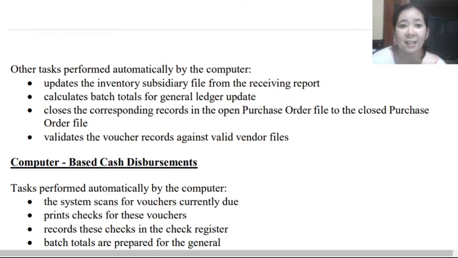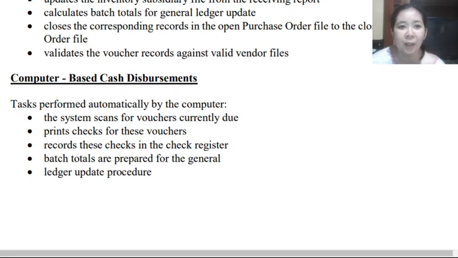Other tasks performed automatically by the computer include the following: updates in the inventory subsidiary file from the receiving report. The computer can also calculate batch totals for our general ledger for updating. They will close the corresponding records in the open purchase order file to the closed purchase order file. And the computer can also validate the voucher records against valid vendor files.